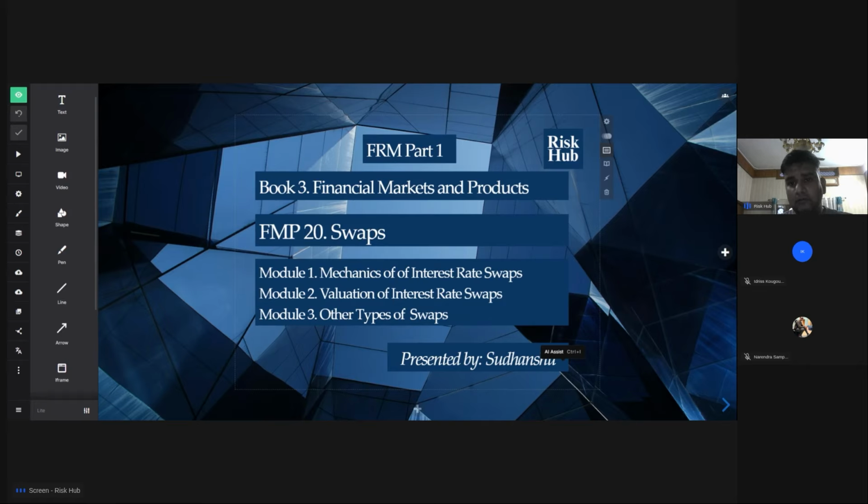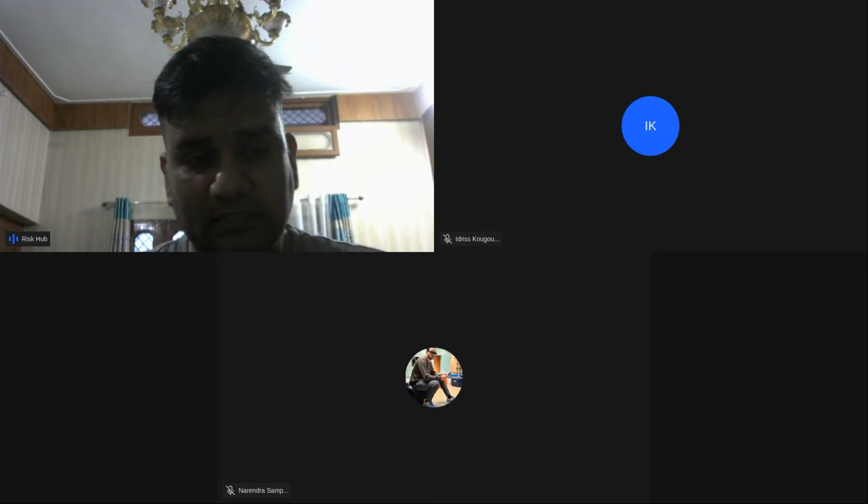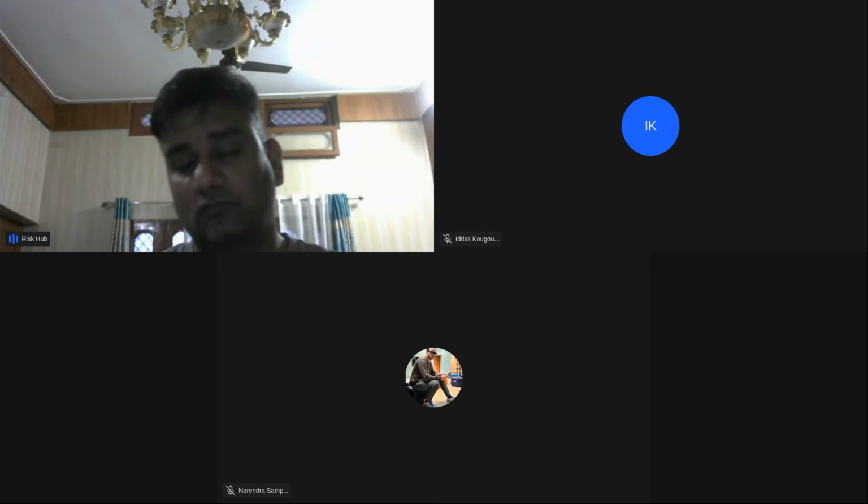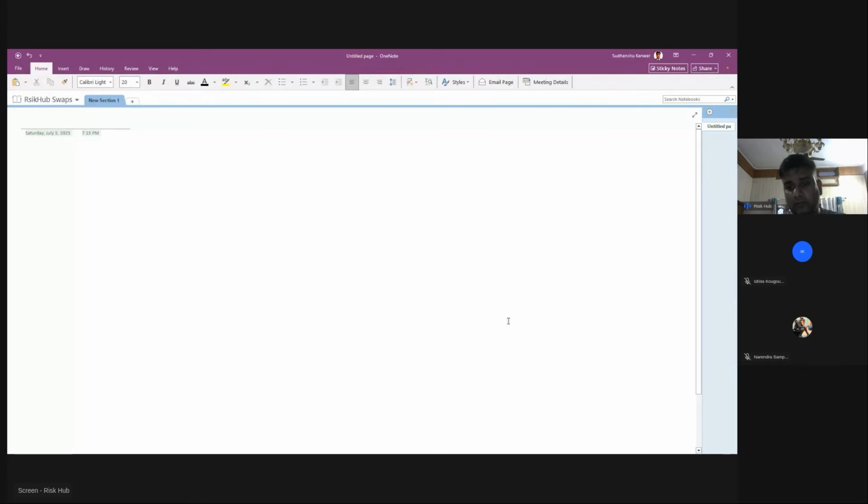I'm sharing another document with you. The only reason for doing that is because I want you to understand a bit before we go into the slides, right? The basic understanding I have to build. Okay, so we'll talk about swaps, guys. I hope you can see the OneNote now, right? Yeah, you can see the OneNote.